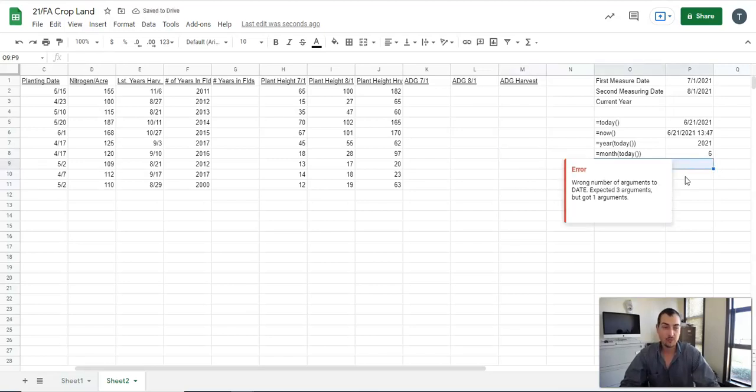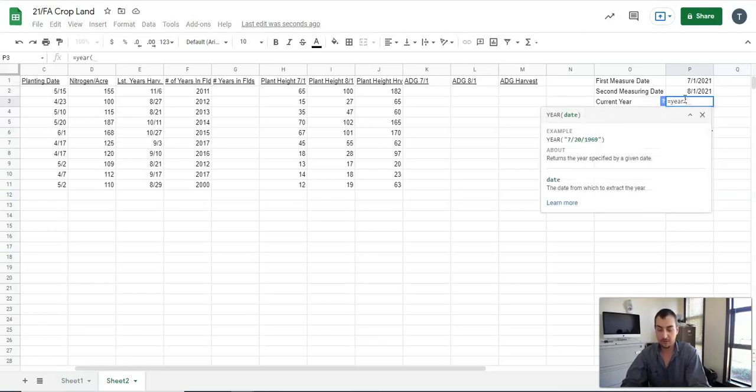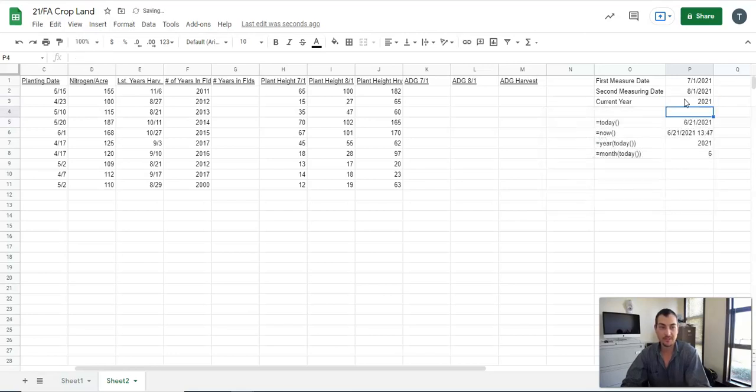But essentially, we've got these formulas that we can put in here, and they all begin with an equal sign, and these embedded formulas need an opening and a closing parenthesis. So how does this relate to this current year? Well, we're going to say equals year of today, just like we did below. We're going to open and close our parentheses, and we're going to get the current year as another constant.